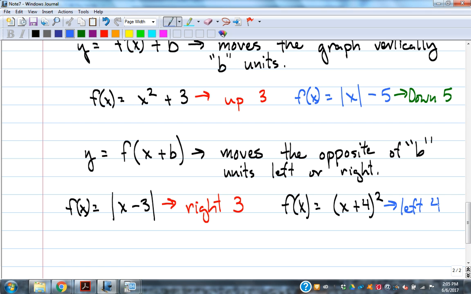Horizontally, it goes the opposite. Just like a horizontal stretch, a big number made it shrink on the horizontal compression. A small number made it stretch out horizontally. It's the opposite of what happens with it vertically. Okay. Now, let's look at a few problems and try to describe the transformation that happens.